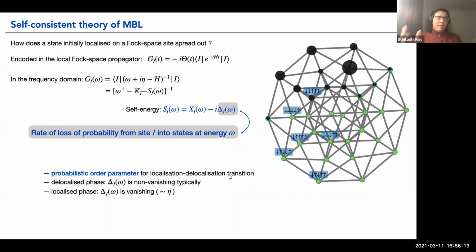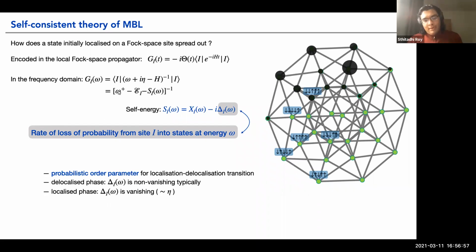So in the delocalized phase, this quantity Δ_I(ω) is typically non-vanishing, and that's just because there's a persistent decay of the probability from site I, and a finite Δ_I basically encodes this rate of decay. Whereas in the localized phase, initially the probability will decay a bit because of a finite localization length in Fock-space or in real space, and then it's going to saturate to some finite value. And because it saturates, there is no persistent decay rate. So this Δ_I actually vanishes, but it vanishes proportional to η, where η is the regulator I put in my theory.